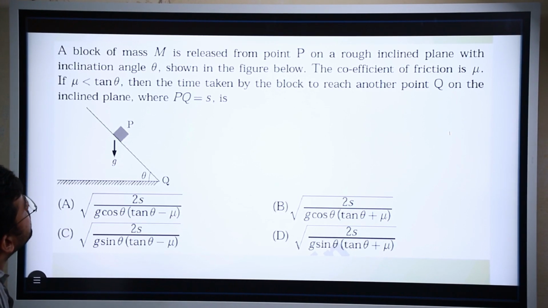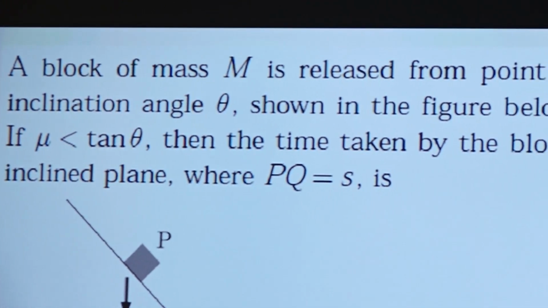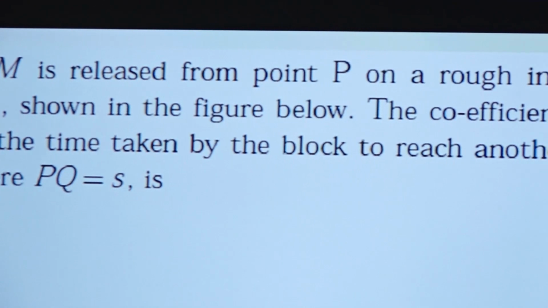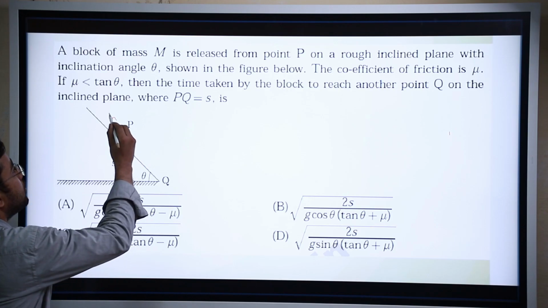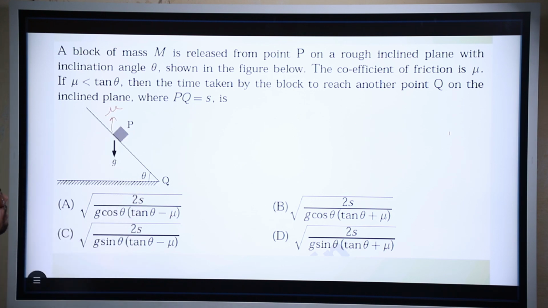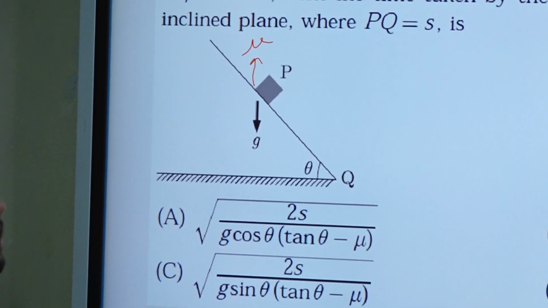A block of mass m is released from point P on a rough inclined plane with inclination angle theta. Okay, so it is just released from point P on a rough inclined plane. So what is the meaning of rough? There will be friction. The coefficient of friction is mu.